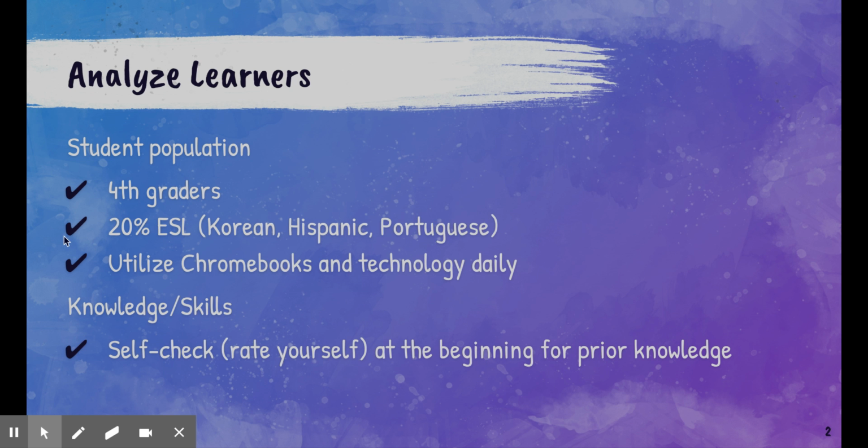So, when I analyze my learners, my student population is fourth graders. They are about 20% ESL. They utilize Chromebooks and technology daily. For their knowledge and skills, I incorporated a self check where they rated themselves at the beginning so that I could figure out their prior knowledge about copyright.